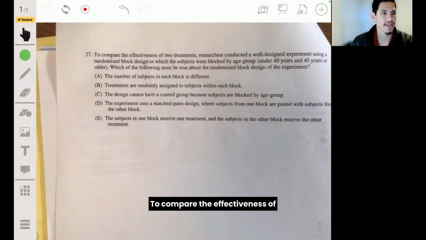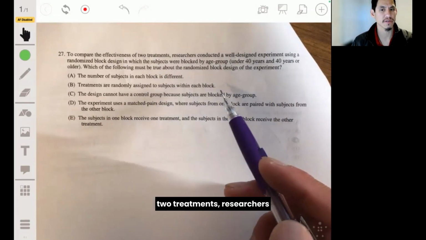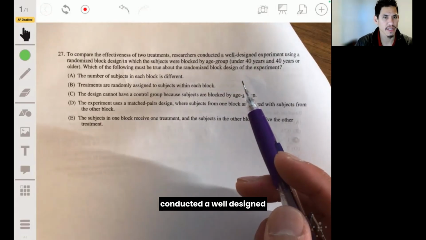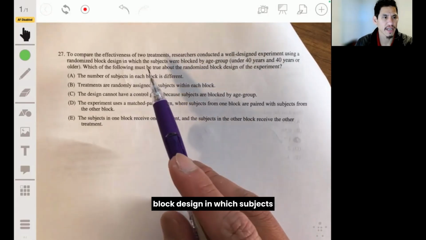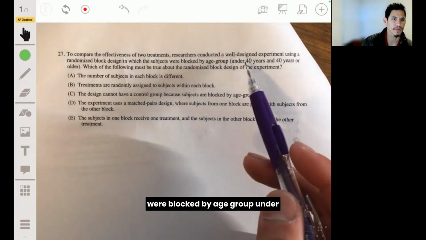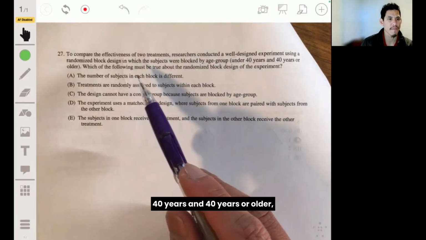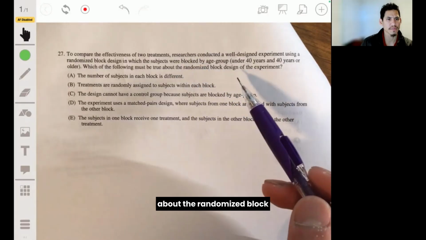To compare the effectiveness of two treatments, researchers conducted a well-designed experiment using a randomized block design in which subjects were blocked by age group: under 40 years and 40 years or older. Which of the following must be true about the randomized block design of the experiment?